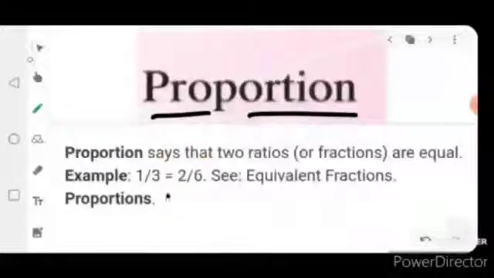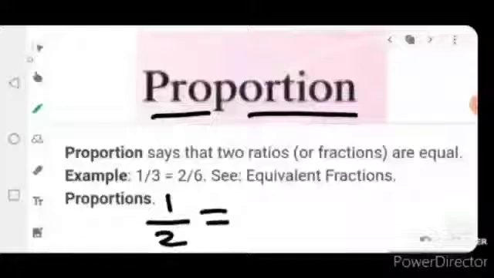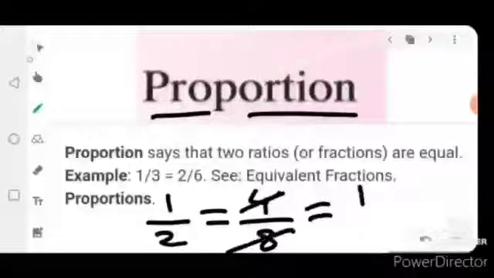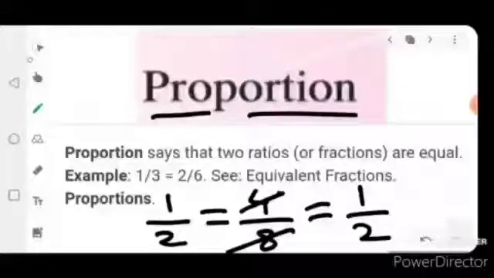Take another example. 1/2 is equal to 4/8. Both these fractions or ratios are equal, that's why they are in proportion. How? Now read the table of 4. 4 ones are 4, 4 twos are 8. So the value is 1/2. These are equivalent fractions, so these ratios are in proportion.